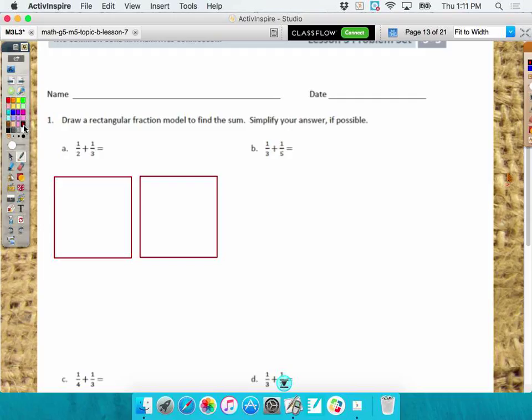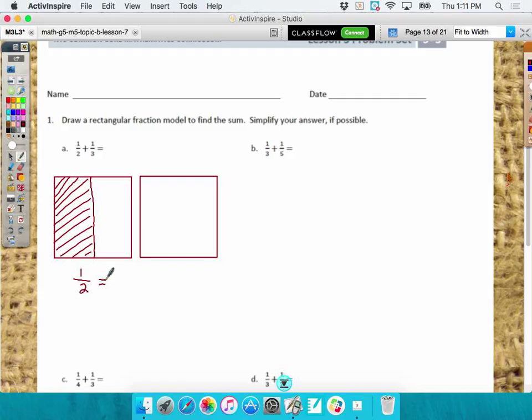The first one shows 1/2. So how many equal parts do I need in the first area model? Just tell me. 2. And the first one, we're going to use vertical lines. How many parts will I shade? 1 part. Below your area model, this is very important. Go ahead and write 1/2.